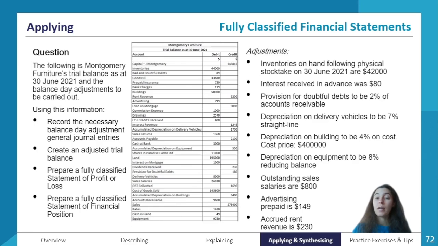Outstanding sales salaries are $800. So that is an accrued expense because we haven't paid that expense yet. It's outstanding. That's outstanding has two different definitions there. Advertising prepaid is $149. That's an easy one. Got the word in the adjustment there, prepaid expense. And then accrued rent revenue is $230. So that's an accrued revenue.